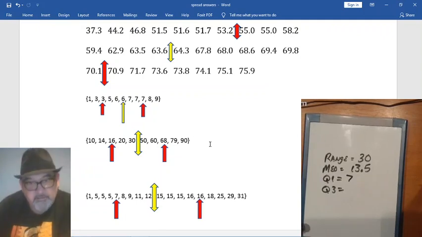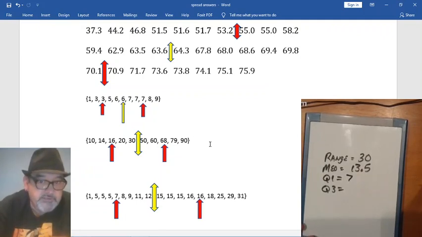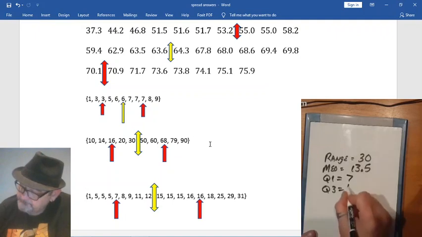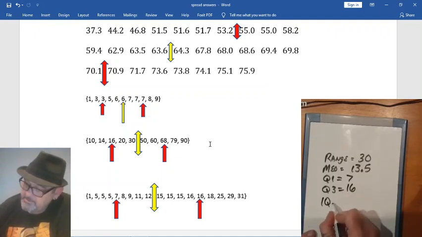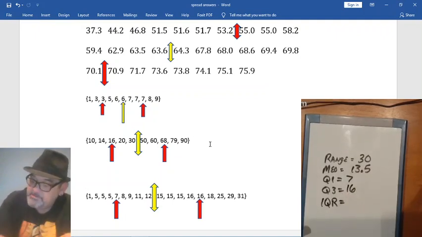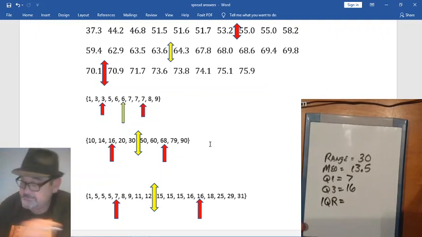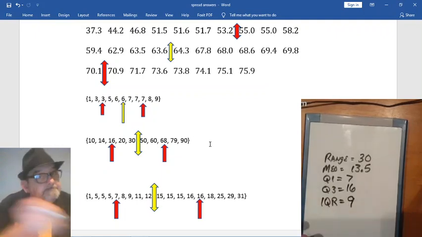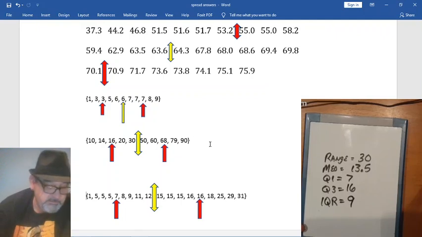Same thing for quartile 3. I've got 9 numbers there. So the center of that would be 16. And now the interquartile range. What is the distance between 7 and 16? Well, that'd be 9. All right, so there you go, guys.